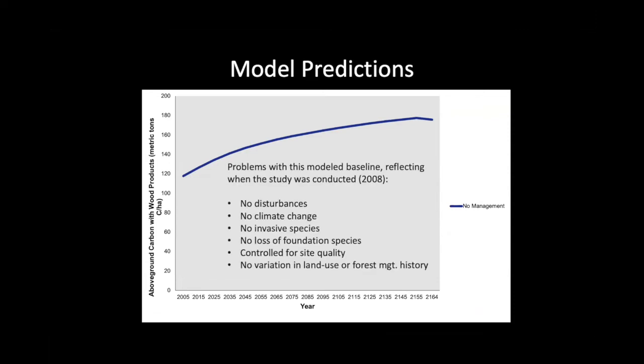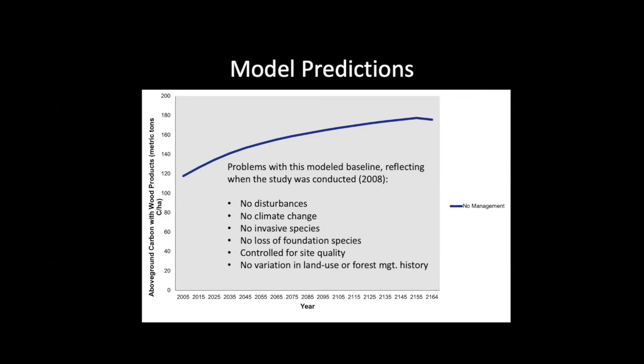We began with this no management baseline, which you're seeing here. So this was a fairly simple projection of forest growth using the Forest Vegetation Simulator. Thank you, Xander, for sharing the citation. Projecting forest growth over time. Now remember, this research was in 2008. And so again, this idea that the science evolves, there's debate, there's pushback, there's argumentation, and that's critical to advancing the science. That's exactly what happened here in this case.